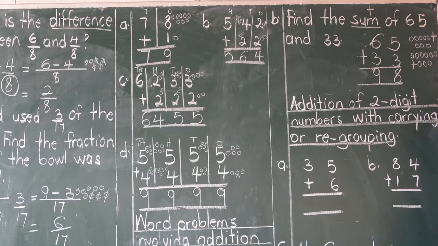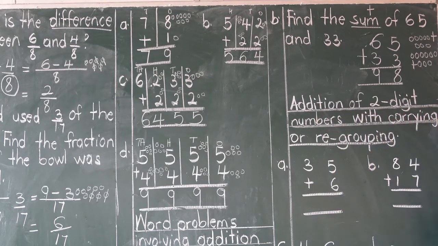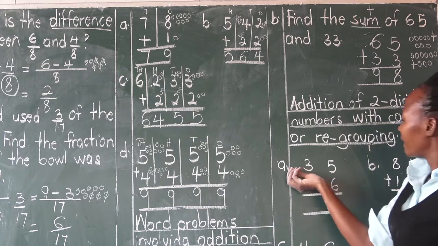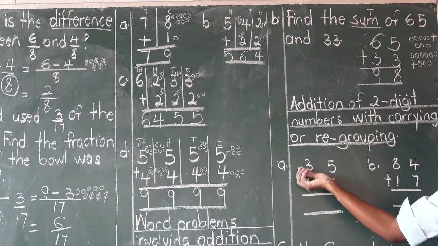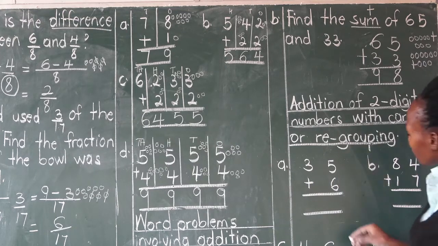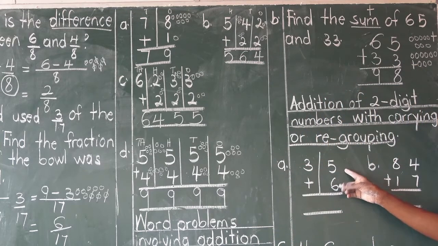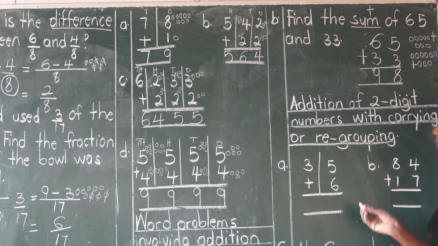Now, in the other work, we are not regrouping or carrying. Now, let's be more attentive on this one. Okay? Here we have addition of 2-digit numbers with carrying or regrouping. Still, we are adding, but how? By regrouping or carrying. Let's look at it. The first number we have is 35 plus 6. Our line in the middle first. Then we come to ones. We have 6 plus 5.